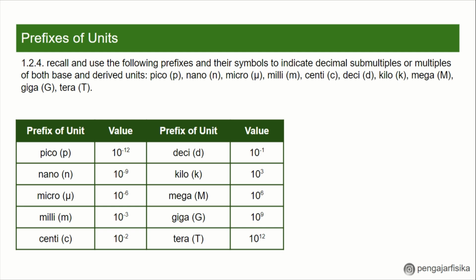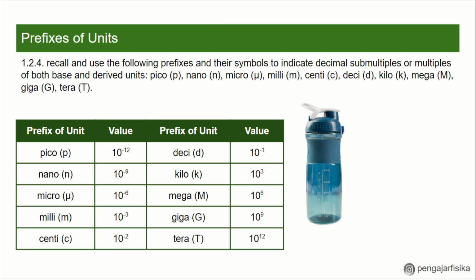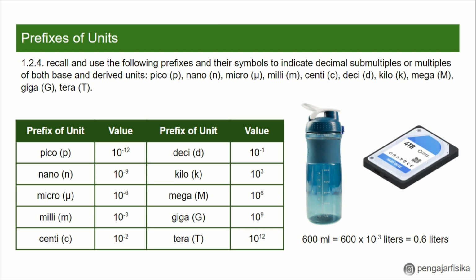For instance, we commonly use mL for milliliters when talking about a 600 milliliter water bottle and TB for terabyte when we are referring to a 4 times 10 to the power of 12 byte hard disk drive. Perhaps you are already familiar with kilo, but not yet with pico. Familiarizing yourself with these prefixes is key to understanding and working with measurements in physics. They can be attached to any unit.